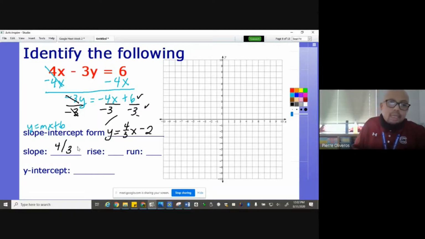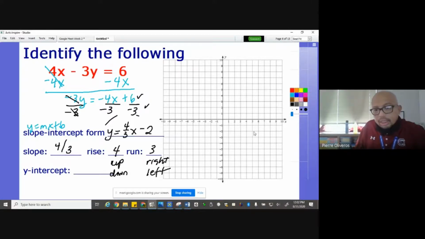We do not include the letter x, just put 4 thirds. The rise there is 4, and the run is 3. So we can go up by 4 and right 3, or we can go down 4 and left 3. Either way, you should still get the same answer. The y-intercept here is negative 2, or 0 comma negative 2. Negative 2 is right here. So we go up 4. Let's do this one first.